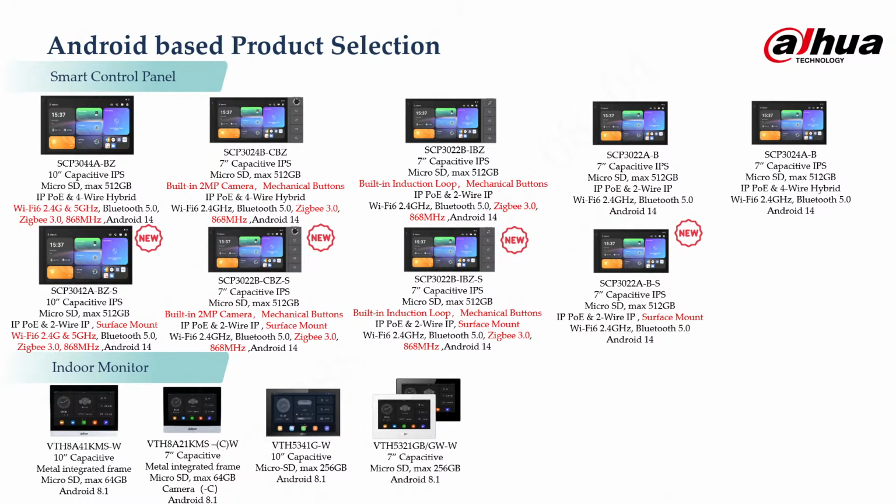Let's talk about SCP. I mentioned a lot of things about this one. The important points are the 10-inch models and the 7-inch models with buttons, supporting Bluetooth, Zigbee, and sub-G integration. As I mentioned before, you can add Dahua alarm detectors to the system. The device is also based on Android 14, and I think this is the core of the SCP idea.